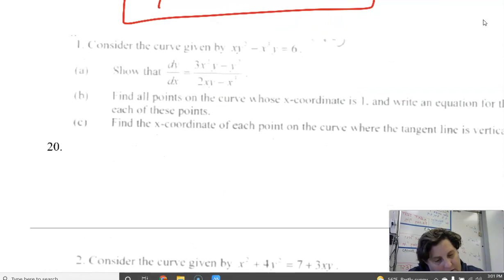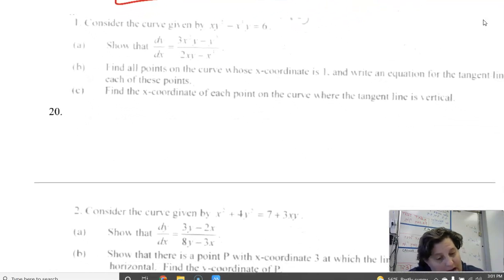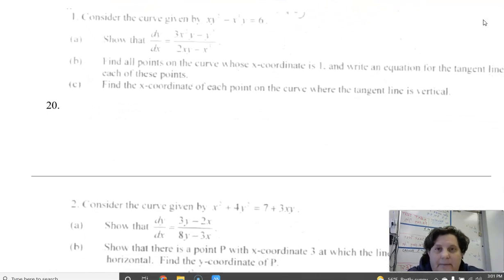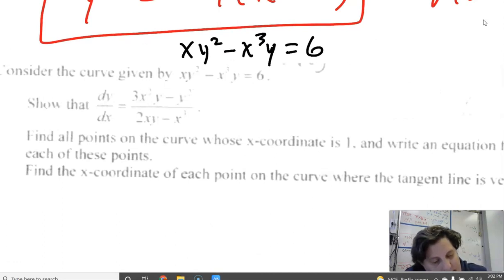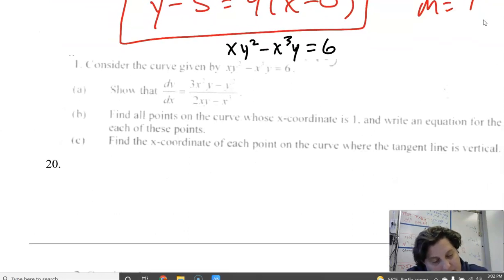And here we go with number 20, and then we will take a break to do our next 20. I'm so sorry, these are like copies of copies of copies. Let's see if I can write this a little better. x y squared minus x to the third y equals 6. Show that. Okay, I could do that.